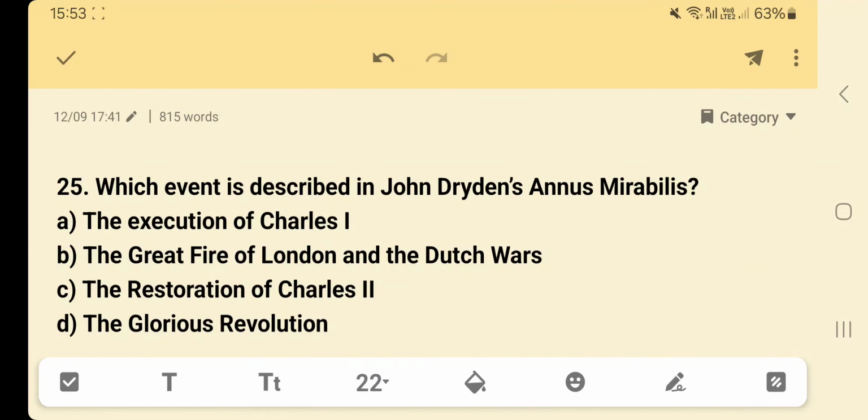Which event is described in John Dryden's Annus Mirabilis? Option A, the execution of Charles I. Option B, the Great Fire of London and the Dutch Wars. Option C, the restoration of Charles II. Option D, the Glorious Revolution.